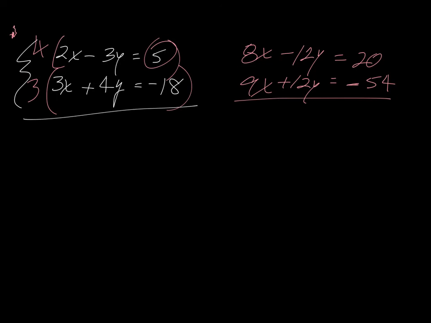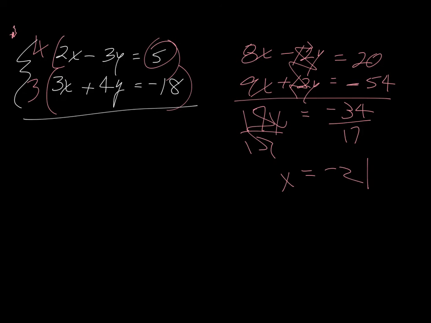Now we add. 17x. Those go away. And 54 plus 36 is... negative 34. X equals negative 2. That should have been the answer we got on the last one. And then we plug into whichever problem we want. So see, it doesn't matter which way you go, you're going to end up with the same answer. You just have to decide which one looks like the easiest direction to go.